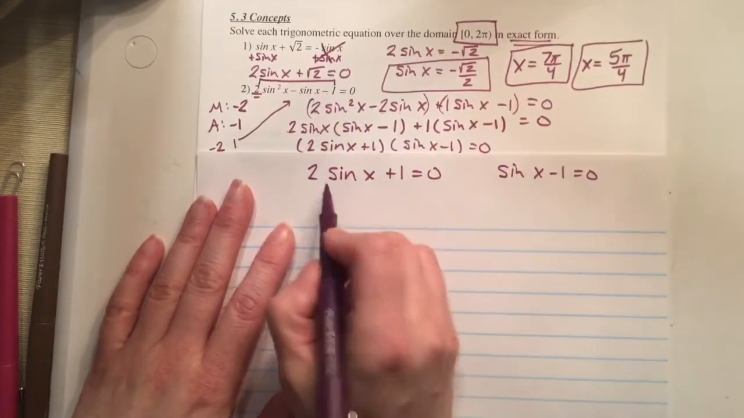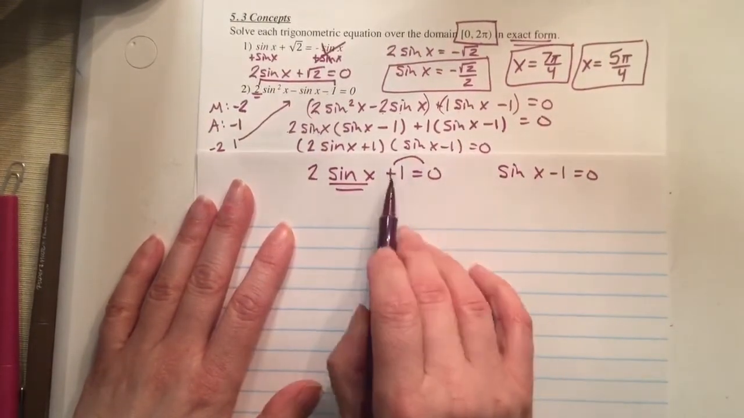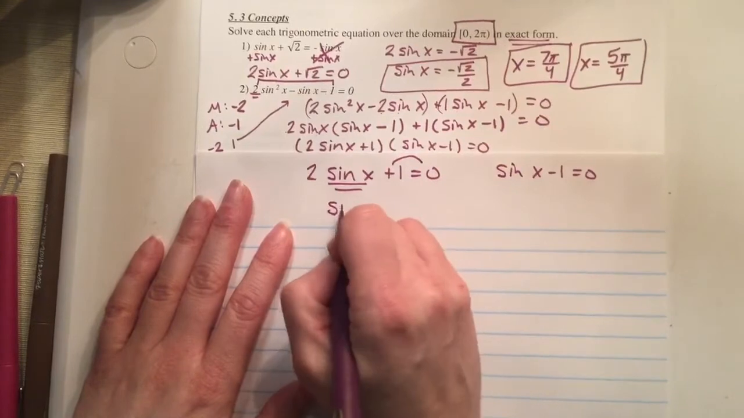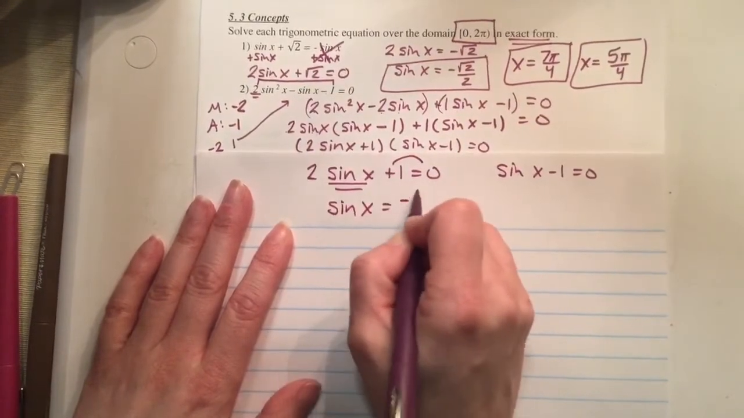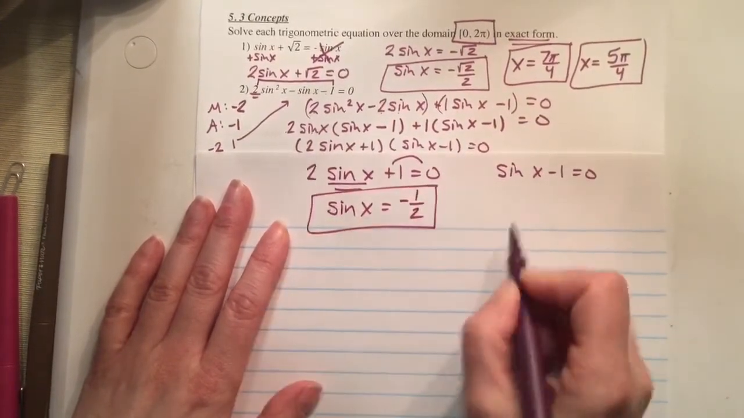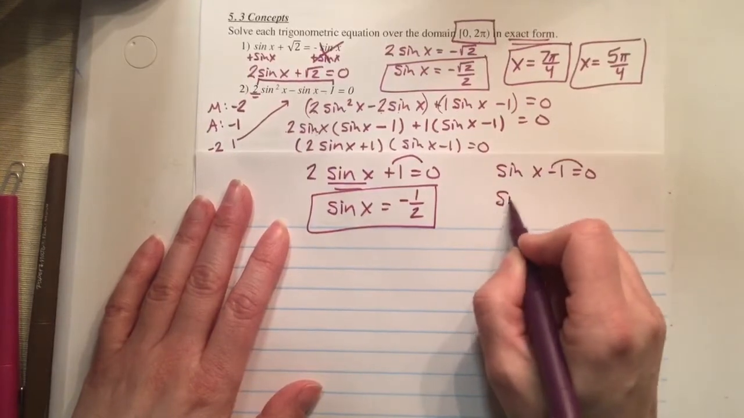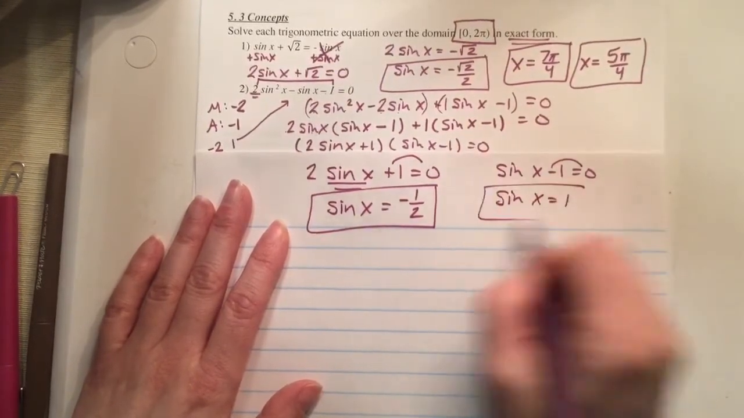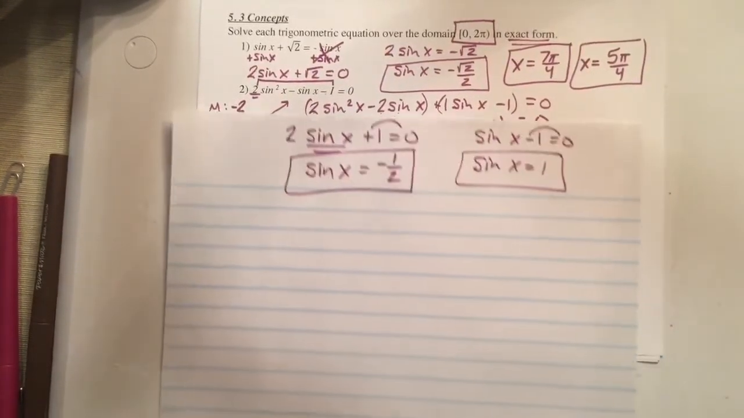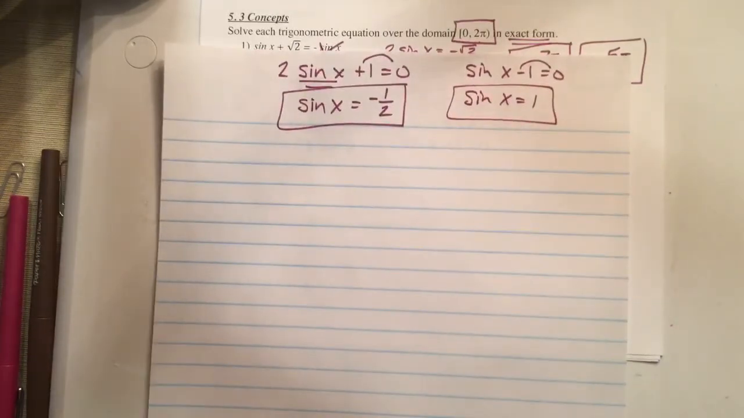Now if I'm solving for the sine of x, here I'd have to minus 1, divided by 2. So sine of x would equal negative 1 over 2. Here I'd have to add 1. So the sine of x would equal 1. Both of these are ready to go ahead and look at the unit circle.